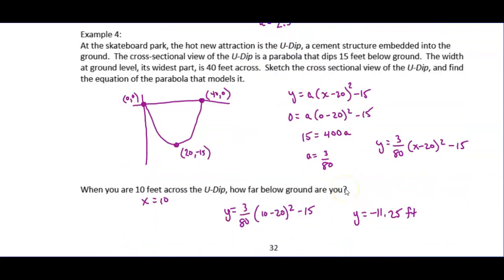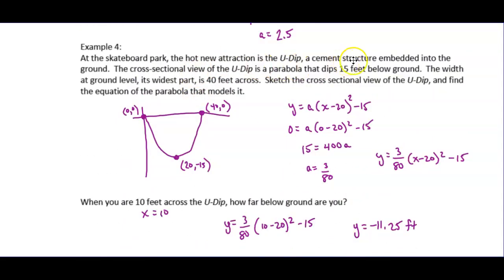And example 4, this will be the final one. So skateboard park, U-dip, cement structure, cross-sectional view is a parabola, so there's my cross-section, dipping 15 feet below the ground. Now it says that the widest part is 40 feet across, so if it's starting at 0 and ending at 40, this is going underground because it's a dip. So I have negative 15 as my minimum height. The 20 comes from halfway between 0 and 40. So again, my vertex gets plugged in, 20 and negative 15. 20 goes after the minus, negative 15. And I used 0, 0 here, but 40, 0 would have worked too.